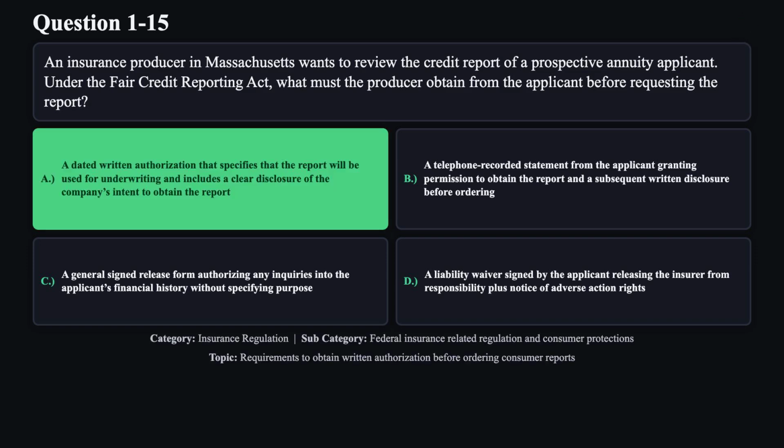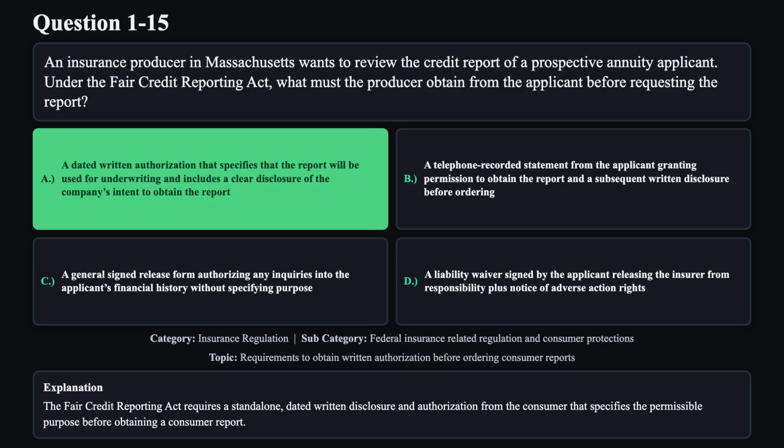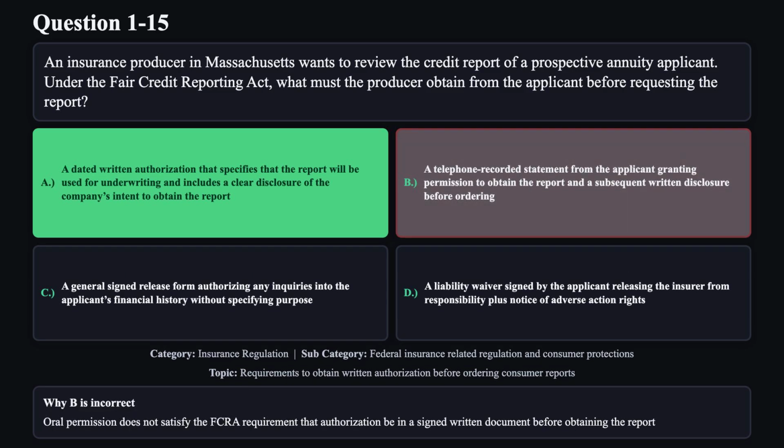The correct answer is A. The Fair Credit Reporting Act requires a standalone, dated written disclosure and authorization from the consumer that specifies the permissible purpose before obtaining a consumer report. Reason B is not correct. Oral permission does not satisfy the FCRA requirement that authorization be an assigned written document before obtaining the report.